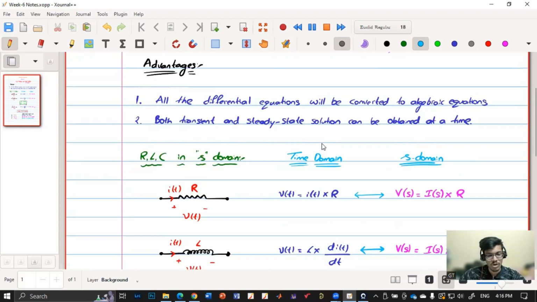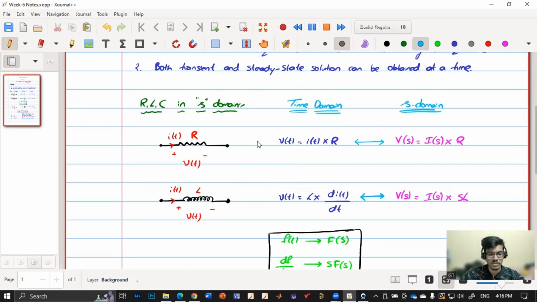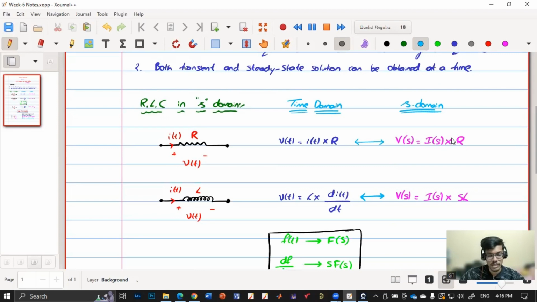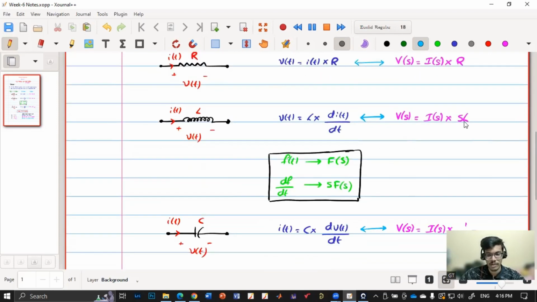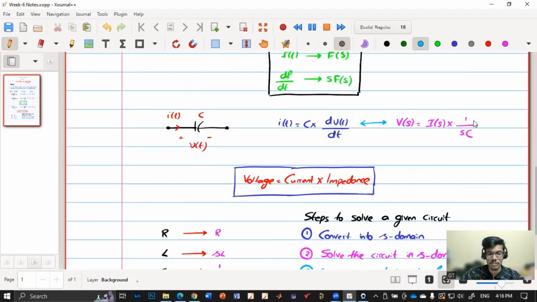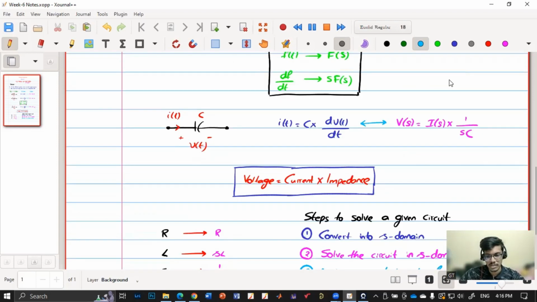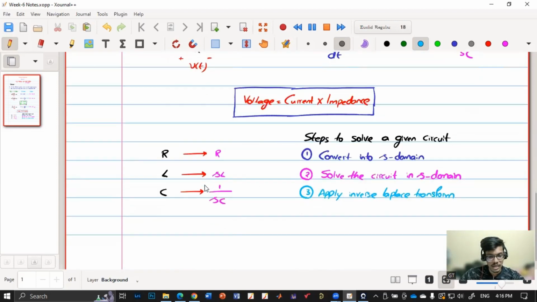Now, in order for us to solve in the S domain, first we have seen R, L, and C. In S domain, will there be any change? In resistor, of course, there is no change. Whereas in the case of L, it will be SL. Whereas in the case of C, it will be 1 by SC. Now, this can be represented as voltage is equal to current times impedance, where this impedance is given by R, L, SL, and 1 by SC. This is in time domain. This is after applying Laplace.